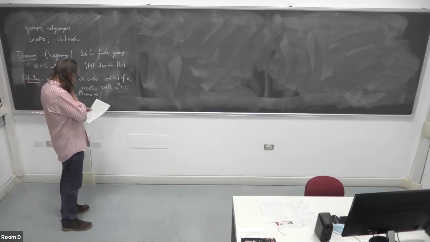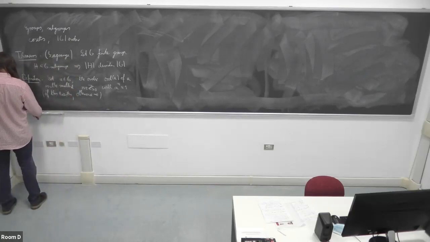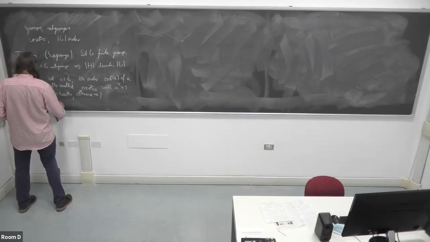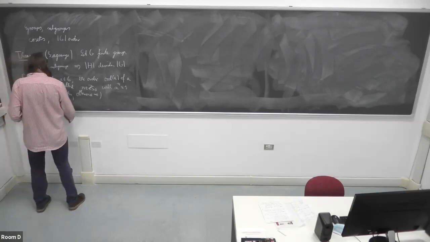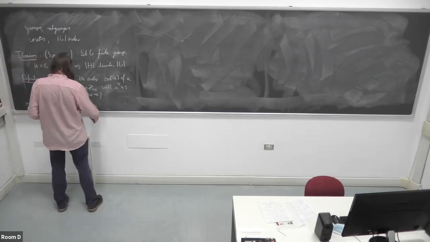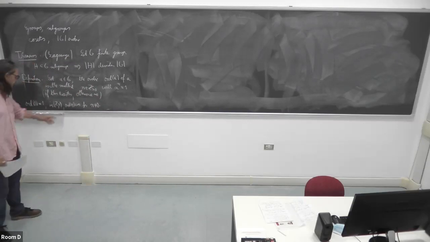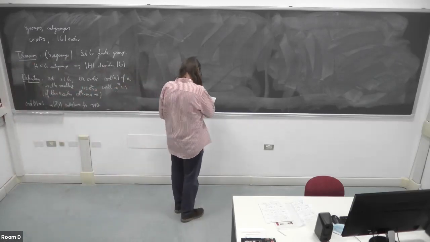So, for instance, the order of the neutral element is 1, and in Z, in addition, the order of every element which is not the zero element is infinity. In this case, the neutral element is 0, and we want to get 0. Okay.